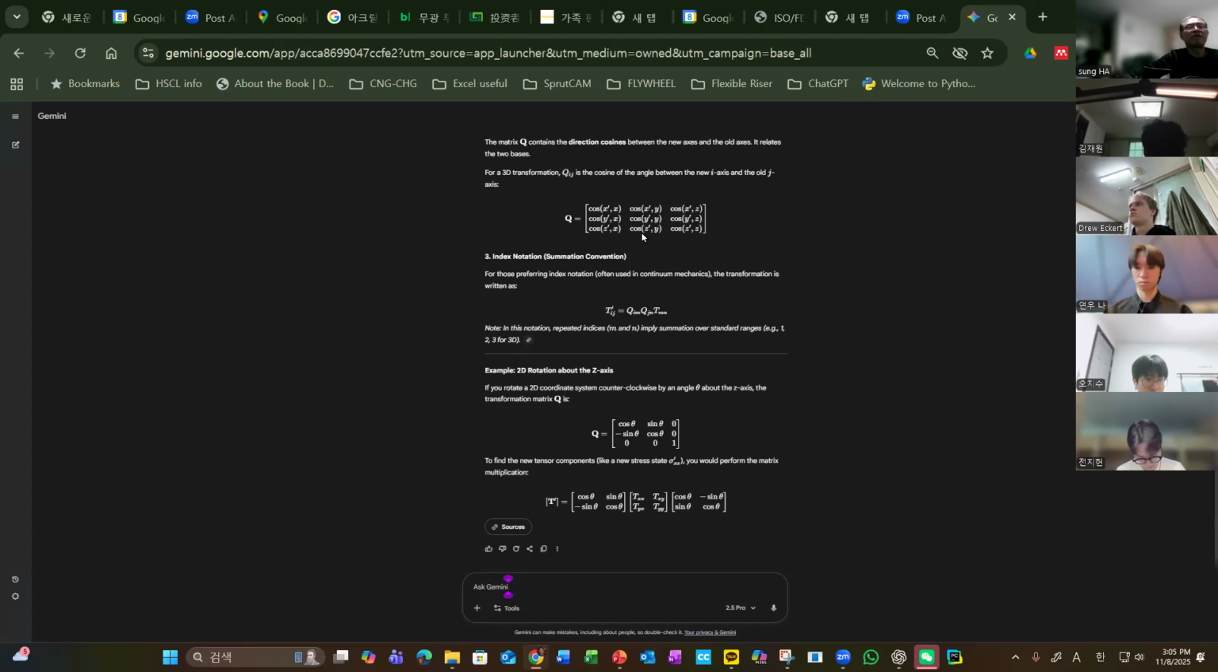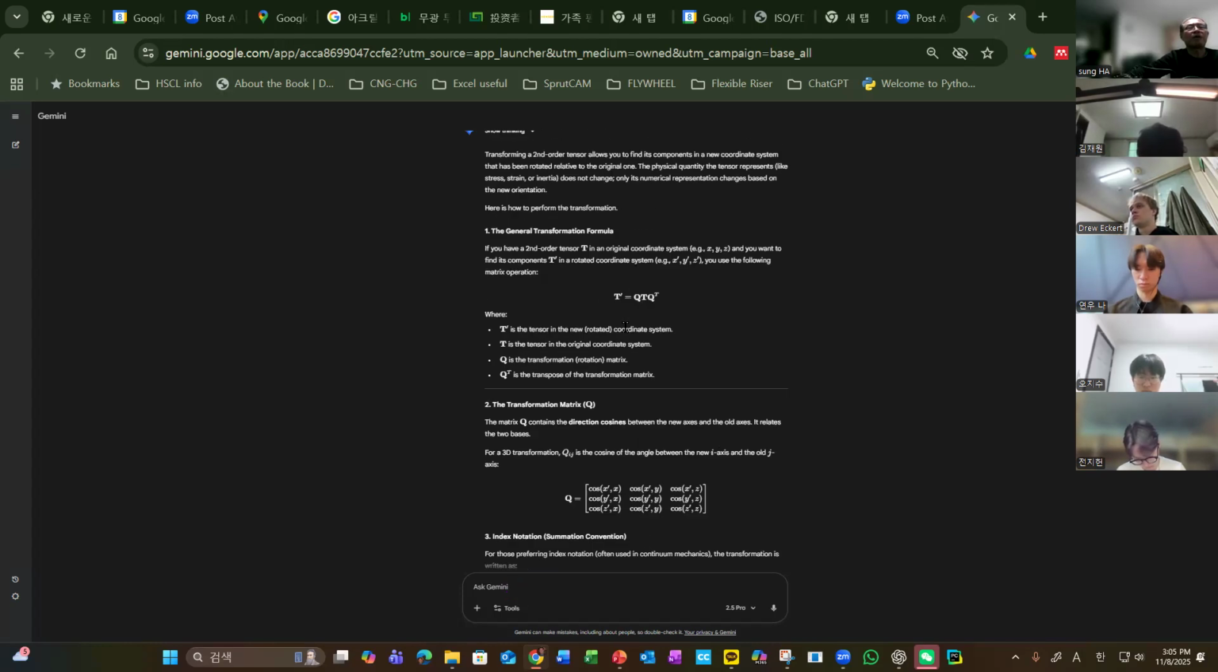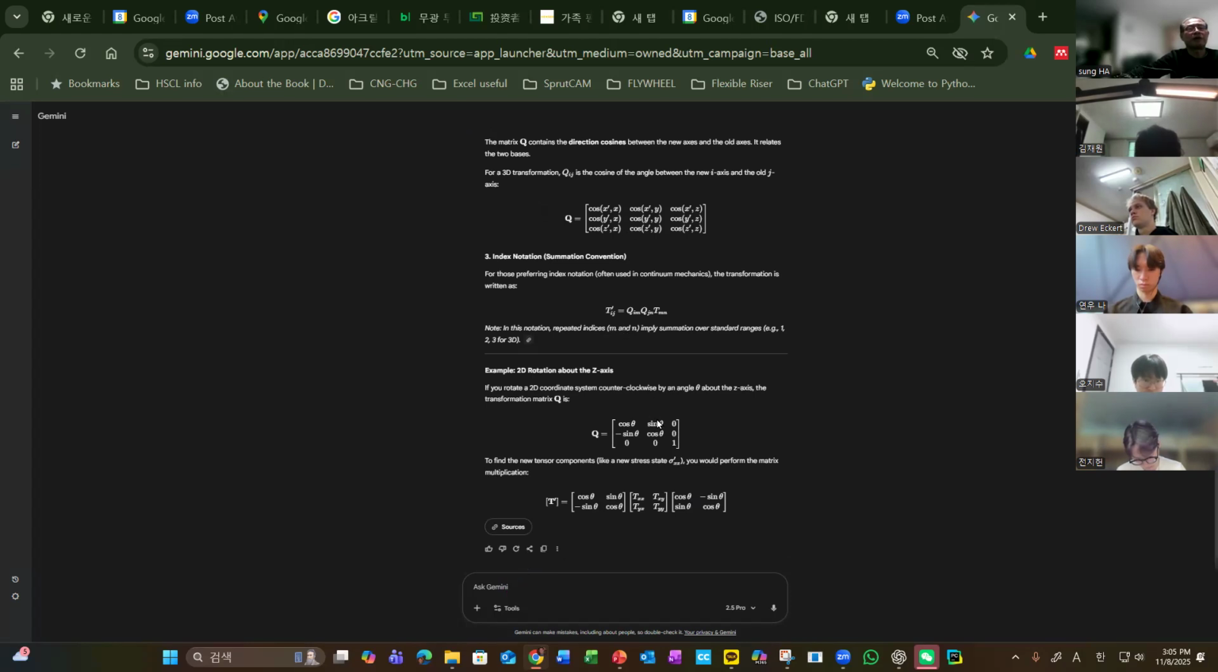So there is a derivation procedure. Why do we have such rules? Two quantities, like here we represent, I mean this Gemini represents, the T, but T can be a moment of inertia or stresses. So actually here is a cosine theta, sine theta, and here is a cosine theta. So you multiply, you expand them, then you will see the same results.